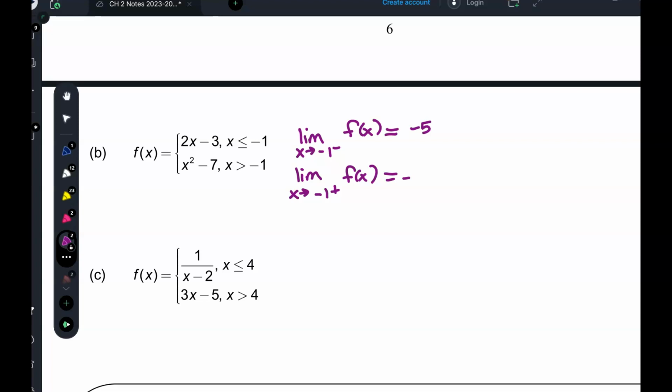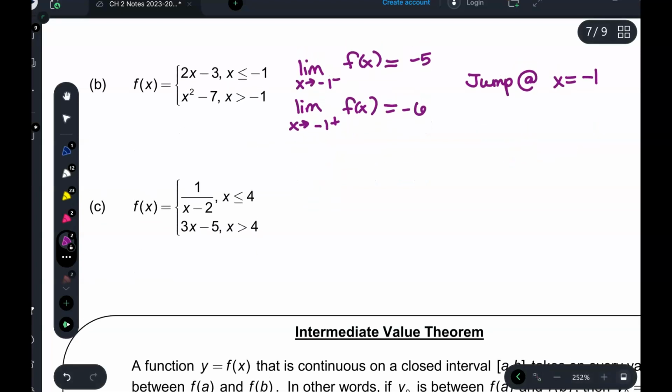And from the right, -6. So why did I do the limits for the piecewise function? Because we want to check to see, is it removable, is it a jump, or could it be continuous as well. Because they're different, it has to be a jump. So this is going to be a jump at x equals -1. Okay.